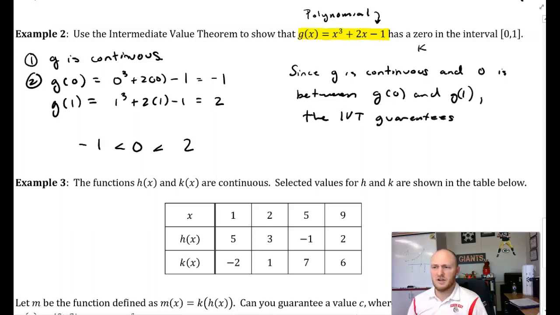Mr. Schwarberg, I don't know what to write. Okay, the IVT guarantees, and then just copy to show that g has a 0 in the interval 0 to 1.